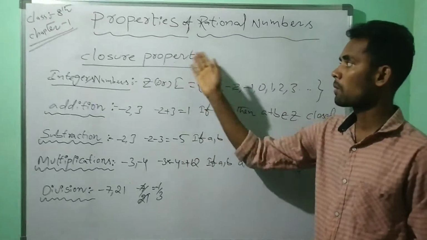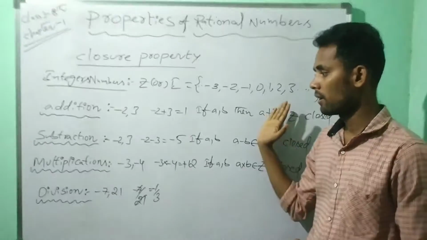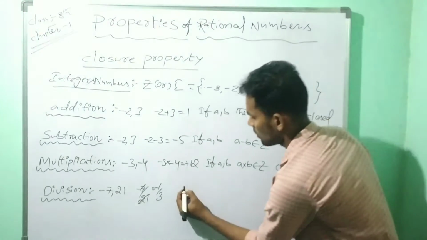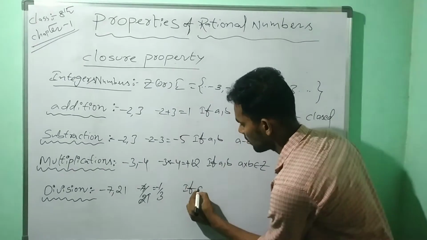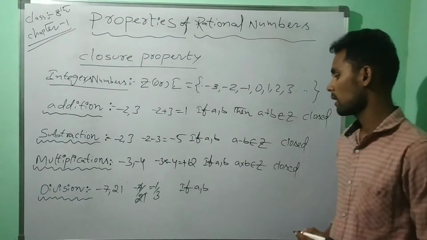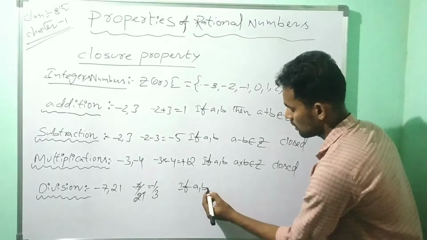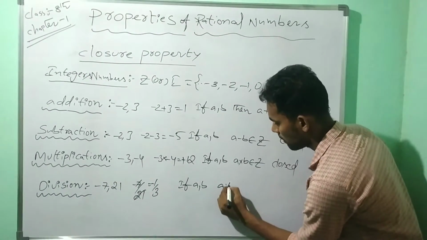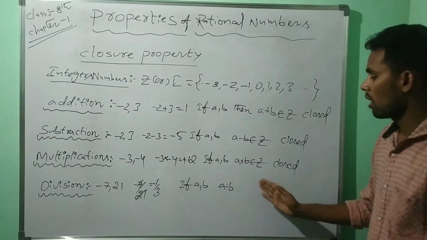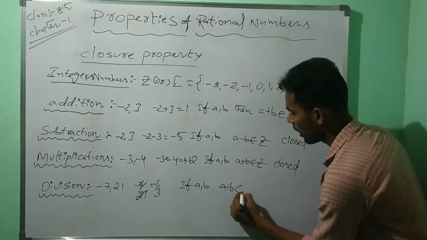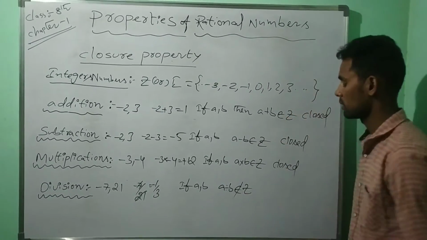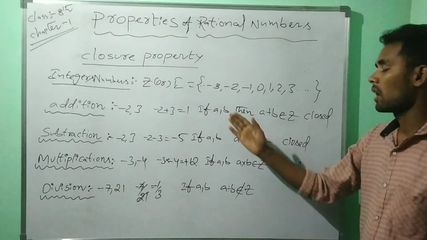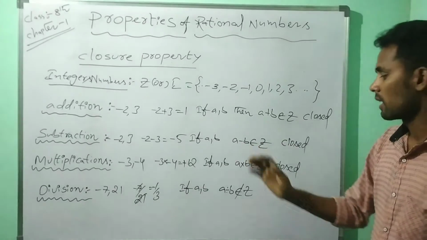So the closure property is not satisfied under division in the set of integer numbers. If a and b are any two integer numbers, the quotient of a divided by b does not belong to the integers. So integers are not closed under division.